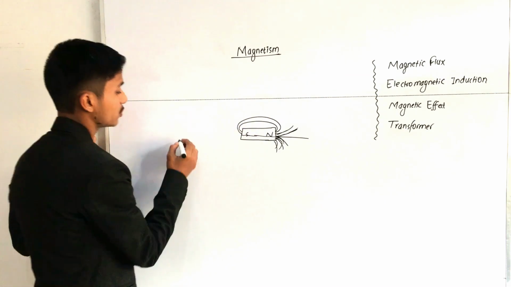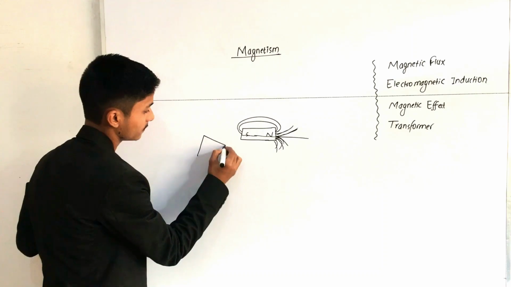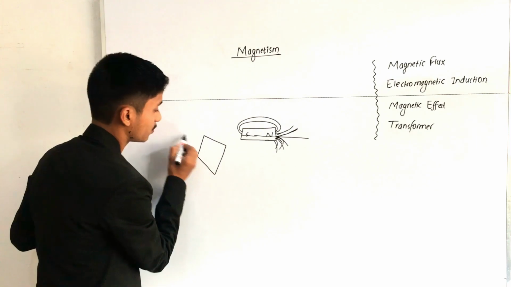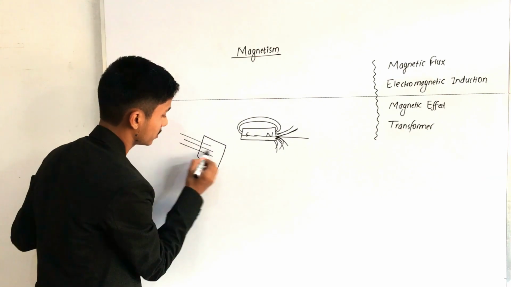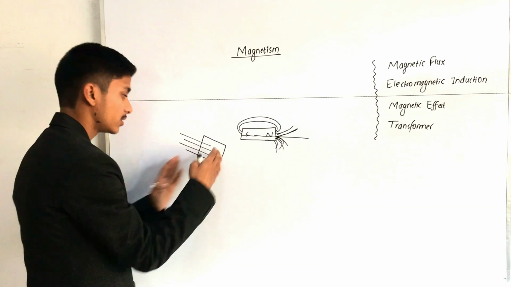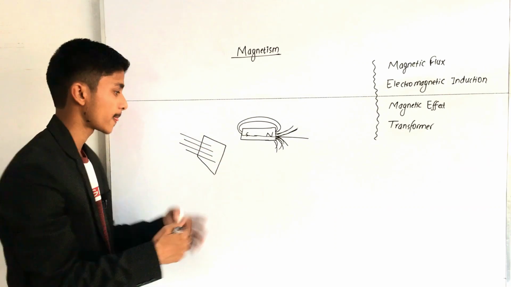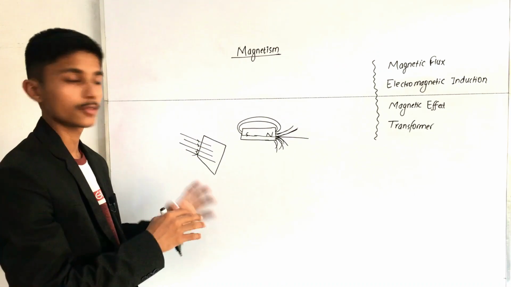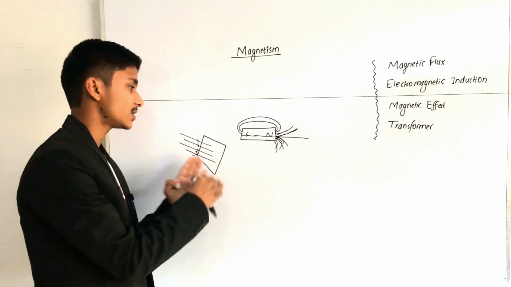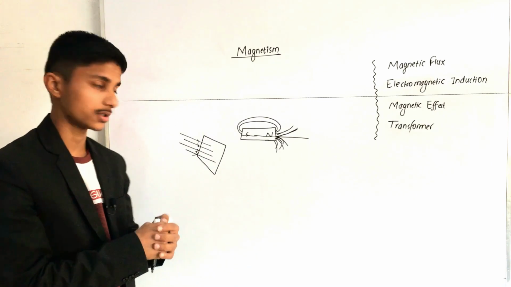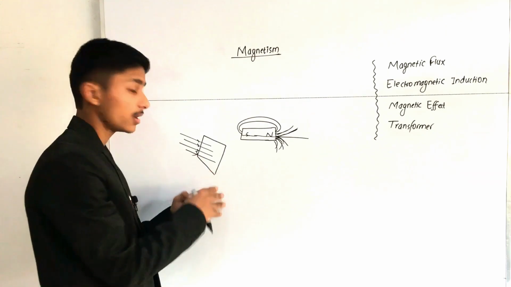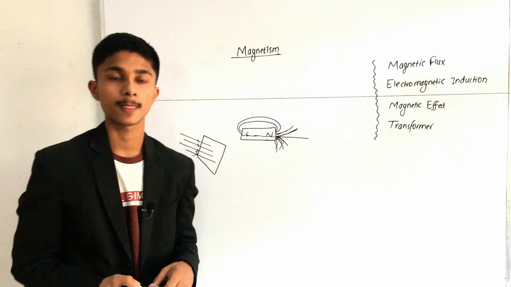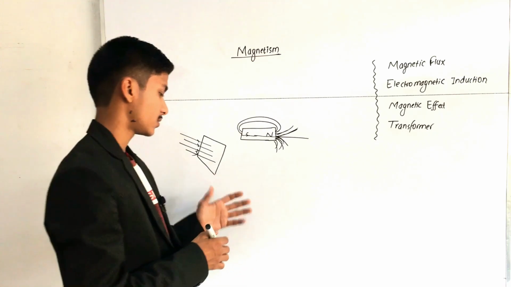the unit area? Suppose here is a surface, and when these lines of force fall on this surface, the number of lines falling on the unit surface is called magnetic flux. What is magnetic flux? The number of magnetic lines of force falling on a surface having unit area is called magnetic flux. This is a very simple topic.